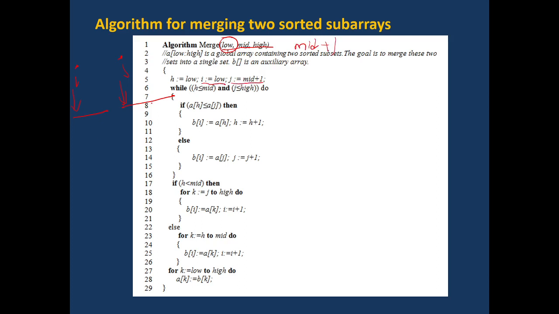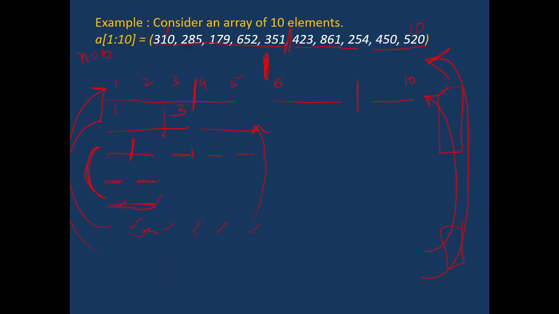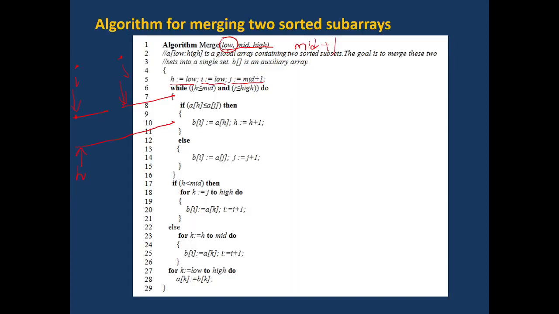And after combining, I have to put it in a new list now. So the new list is empty now. Let it be B now. So if this is the first list, the same place I have to put. That's the reason H equals low. In that way, I have to set 3 pointers. Starting of the first list, starting of the second list, and starting location of the array where I have to store my answers.